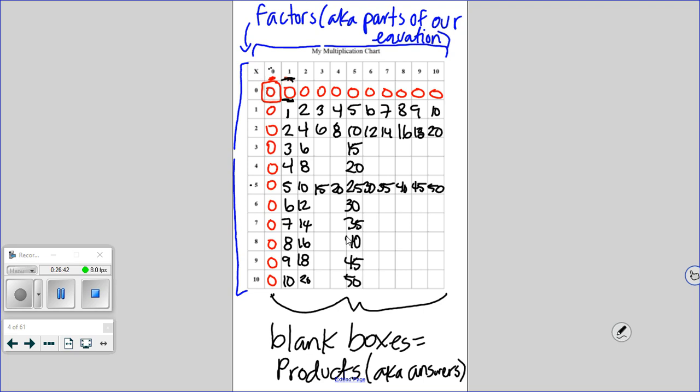Can we fill out our 10s? Yeah. Let's go down first. So we have 0, 10, 20, 30, 50, 60, 70, 80, 90, 100. Anything else I can fill out with my 10s? Mason?